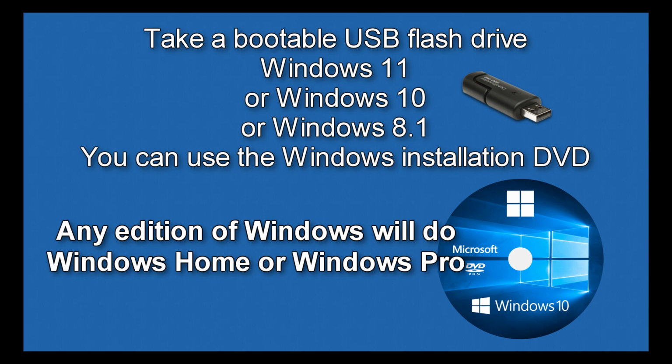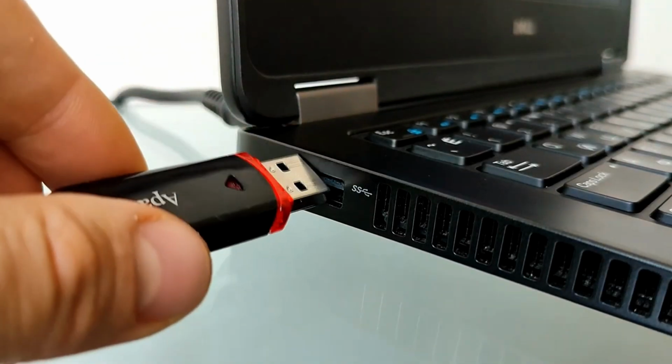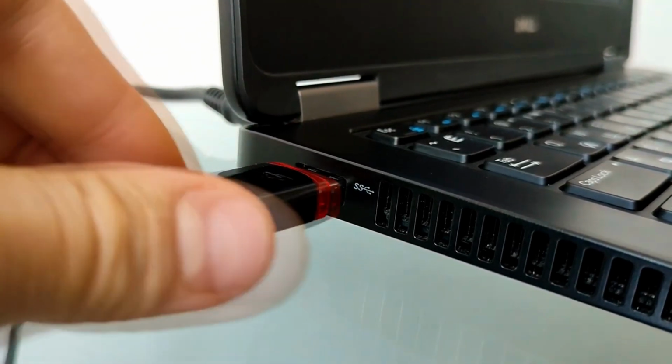Windows 7, 8, Windows 10, or Windows 11 installation USB flash drive to your computer, or you can also use a Windows installation DVD. Usually, using such a bootable USB flash drive or DVD disk, Windows is installed on the computer. Whether your version of Windows is Home or Pro, any edition of Windows will work to reset your password. Connect this USB flash drive or Windows DVD to your computer and restart your computer.